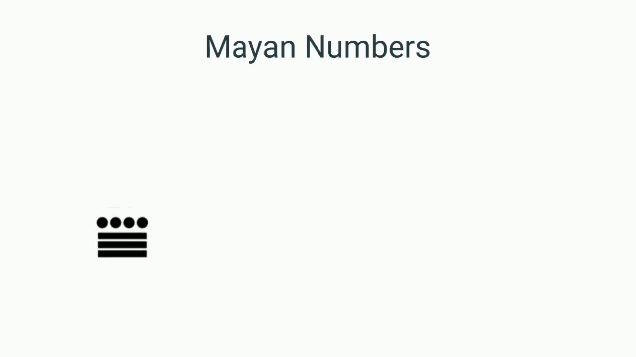Then we add one more dot, which makes the 4 dots into 5 dots, which makes the 5 dots into a bar, which makes the 3 bars into 4 bars, and 4 bars is 20, which is a dot in the next spot.